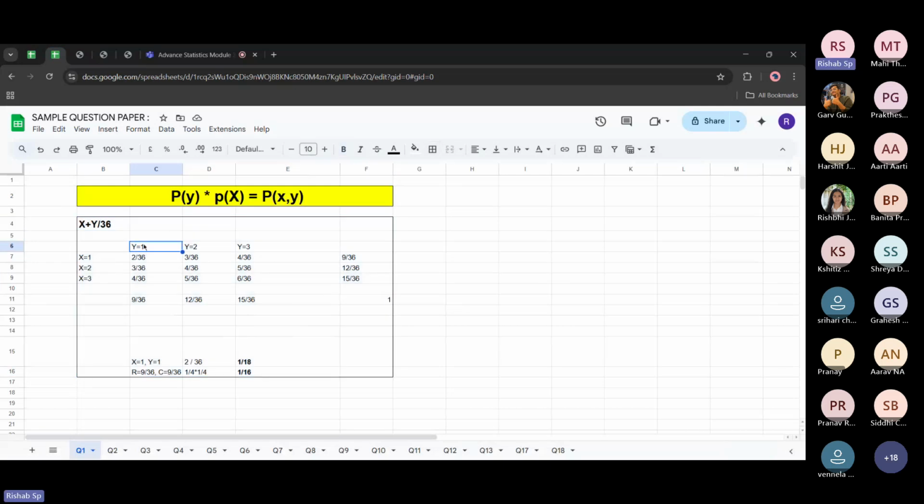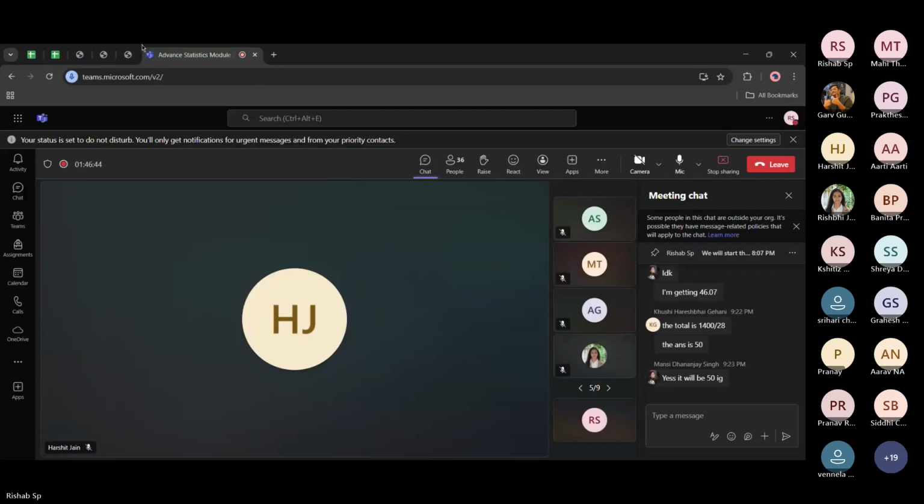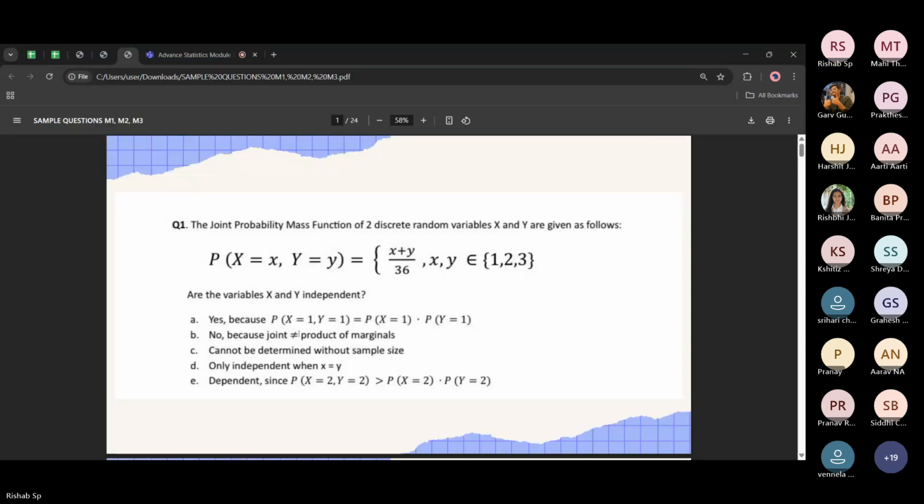The joint probability here is 2 by 36, right? X is equal to 1, Y is equal to 1, 2 by 36. The marginal probability is which we found here. So it's 1 by 16. So these two are different values. So we'll say these are not independent. Thus no, because joint is not equal to product of marginals.